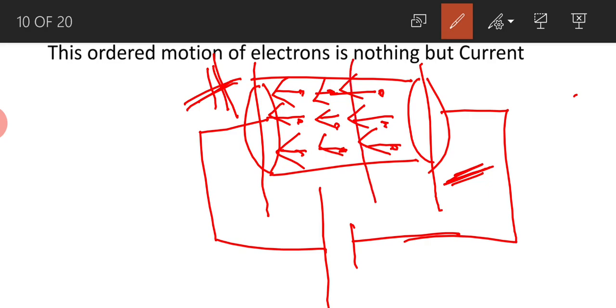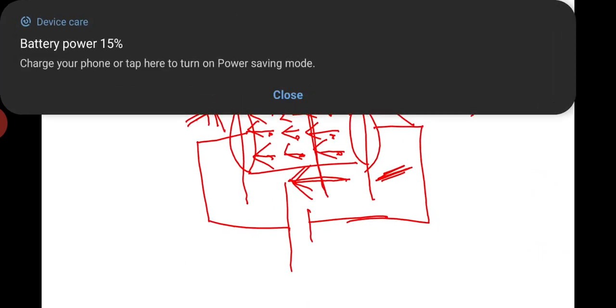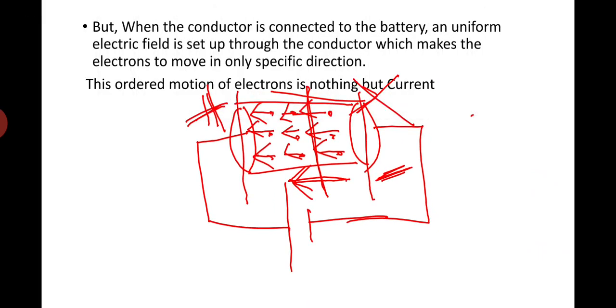Now if we take any cross section, at this cross section all the electrons are moving only in one direction, that is from right to left. No electron is moving from left to right. All the electrons are moving only in one direction, from right to left. Hence, the net charge in this metal when it is connected to the battery will not be zero.